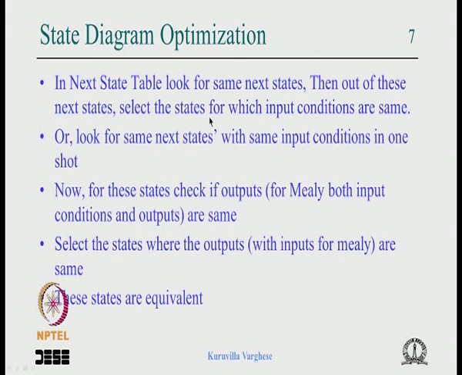So look for the same next state and find them out, then look at the input condition, that will give a subset of that. Then you go to the output table, look at all these states and check whether the outputs are the same, and you choose those states. In the case of Mealy you have to check the input condition also, then you are left with the equivalent states, and you can retain one.